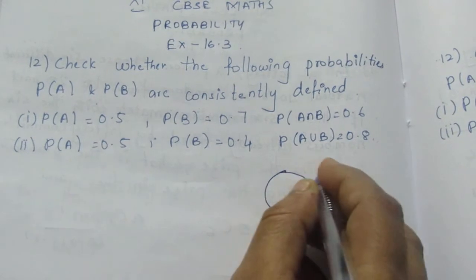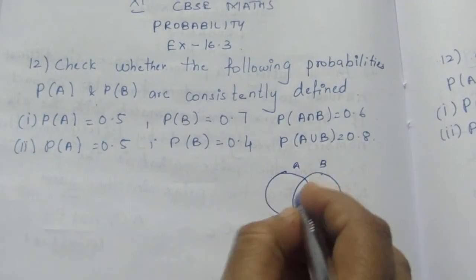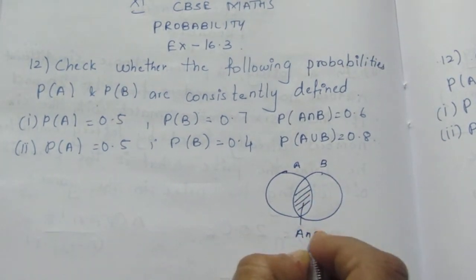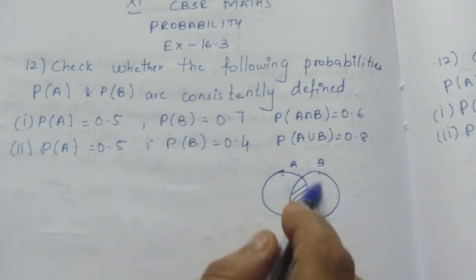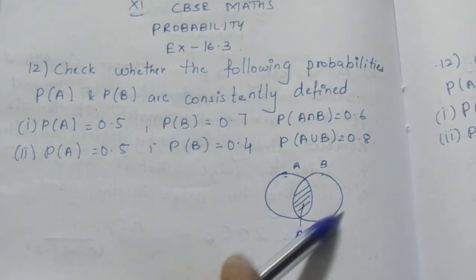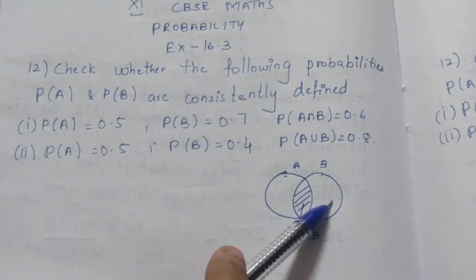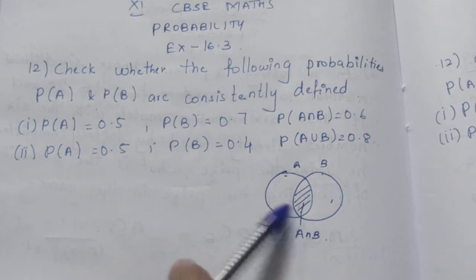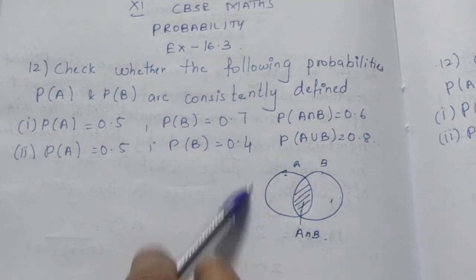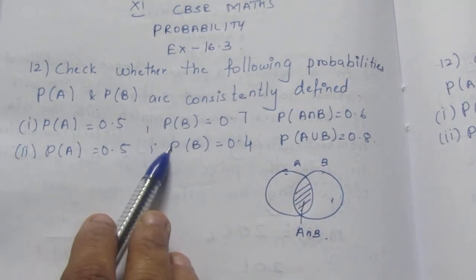Already we have learnt in sets. If this is A and B, we know that this part is A intersection B. So this is A intersection B and A union B is everything. So according to our diagram, we know that union is everything. So union is quite bigger than A, bigger than B. And intersection will be smaller than A and smaller than B. So if you know this knowledge, then it's quite easy for you to identify whether this is consistent or not.